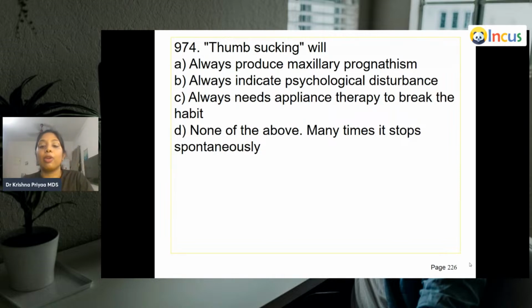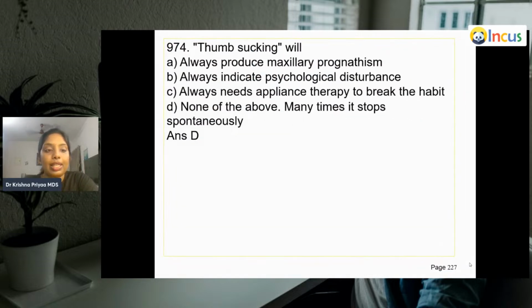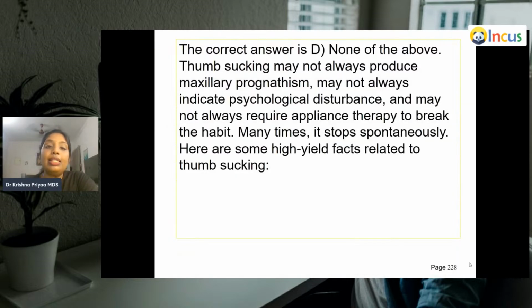So I think the answer is none of the above. Many times it's what? Spontaneously. Yes. Because thumb sucking may not always produce it. We have to always be very keen on what are the words used in the question, rather than directly going from thumb sucking to maxillary prognathism. No, don't do that. Always be very careful in reading the question.